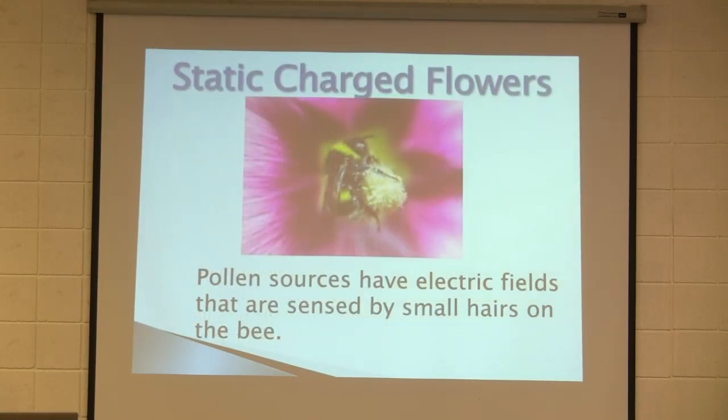So with static charged flowers, the pollen sources have electric fields that are sensed by the small hairs on the bee. And later I'll get into cuckoo bees, and those are bees that you can get rid of. Those are bees that mimic the native bees, and they're shinier and they don't have as much hair and they do not pollinate. So to tell the difference between a cuckoo bee and a bee that is a pollinator, you look at the hairs, and the hairs are what sense the pollen with the electrical fields.